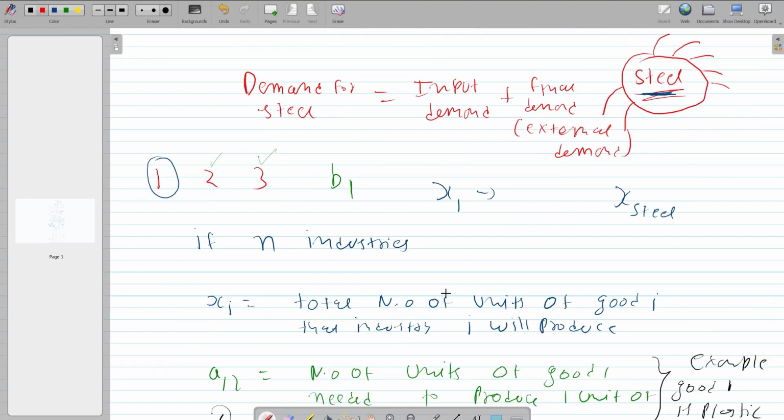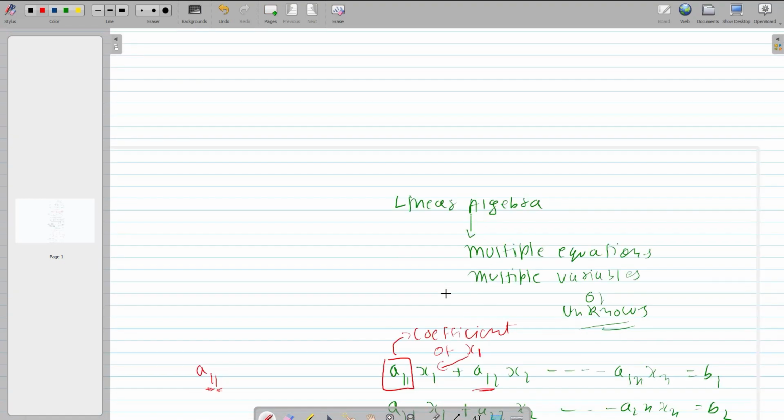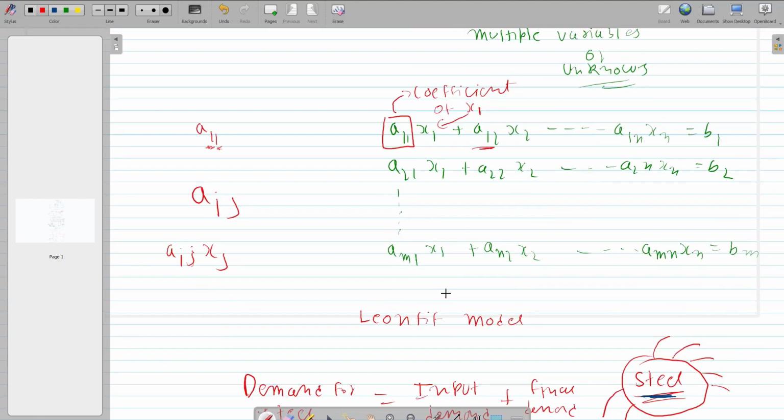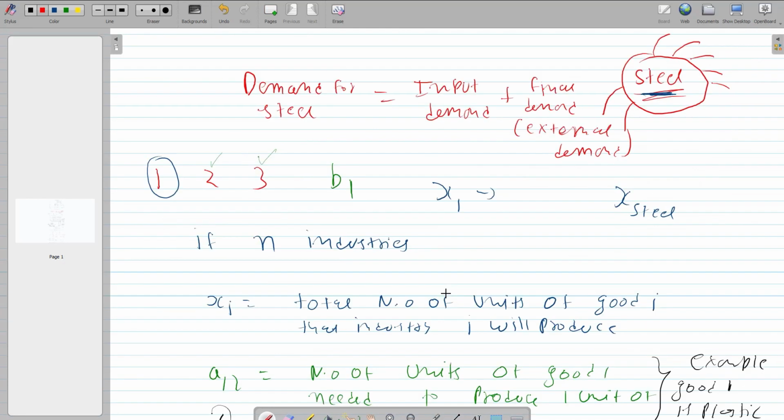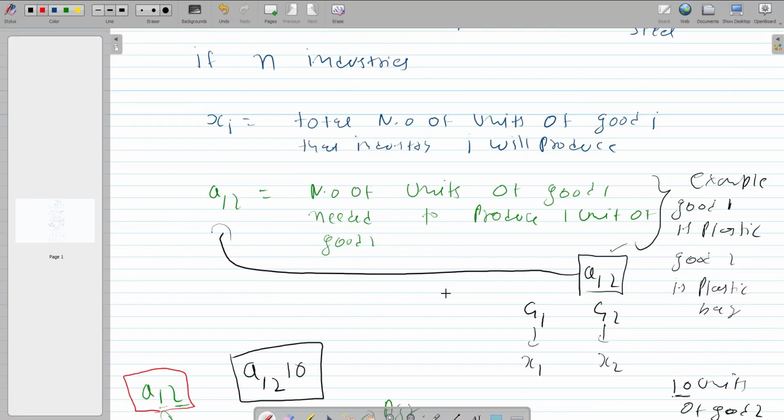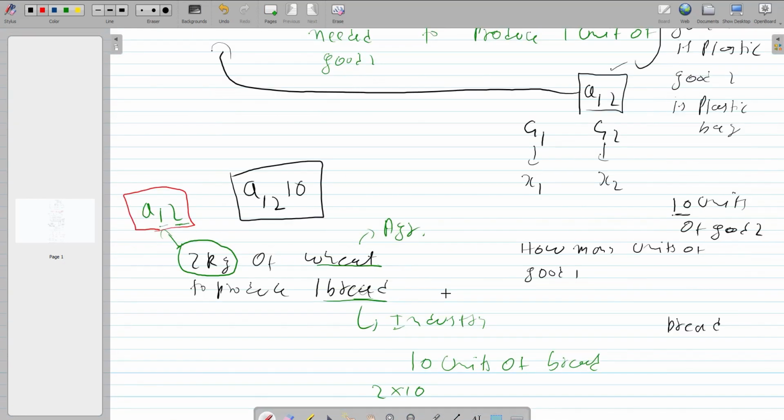We have just covered some linear algebra, why we use that, some general form of equations, and then how we interpret this Leontief model, what it means, and how we interpret different notations. I hope this is clear.